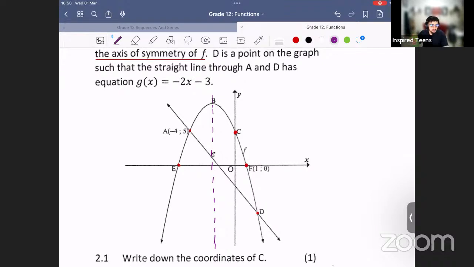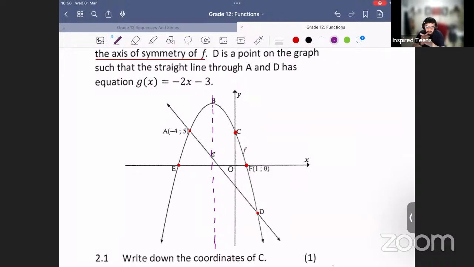Okay. Stating that C is the reflection of A about the axis of symmetry line. Anyone, what are the coordinates of C, given that information? Okay, we have 0 and 5. Okay, good. Correct. The coordinates here are 0 and 5.